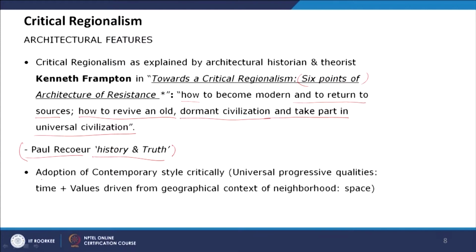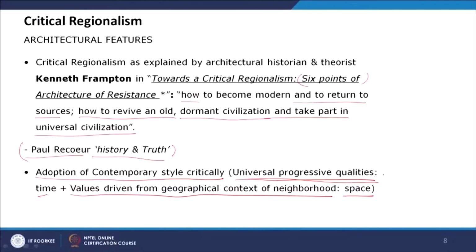So he is telling adoption of contemporary style critically, which is the process of critical regionalism. His universal progressive qualities, which is time, plus values derived from the geographical context of neighborhood, which is space. If we blend together, then it will be a critical regionalism. So it's not just a spatial factor, there is a temporal factor which is the contemporary. So it's a universal progressive quality which is there in the contemporary architecture.